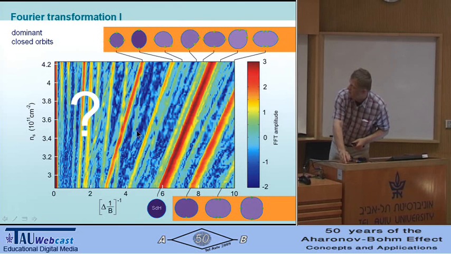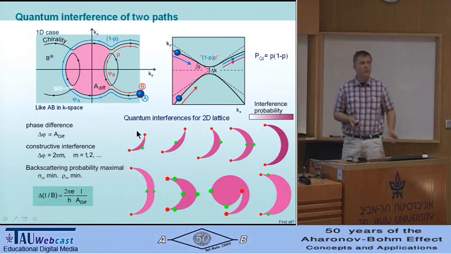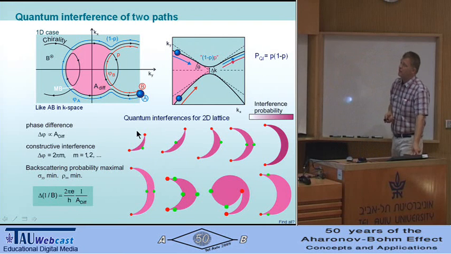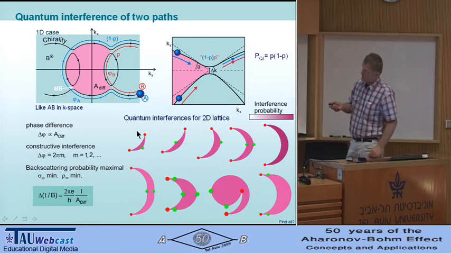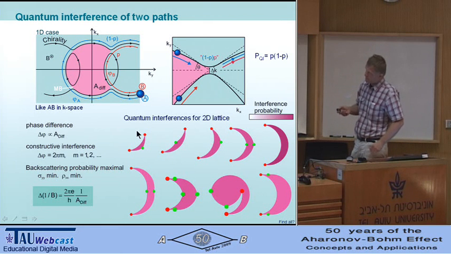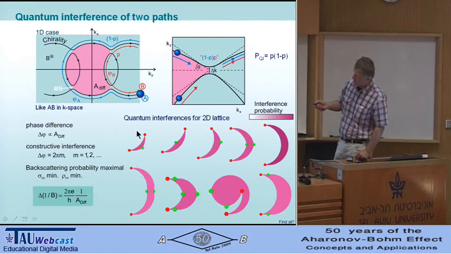Well, it turns out that this has everything to do with a two-path interference of electrons in k-space. A simple example is again shown here for the 1D case. Now, imagine that I have the following situation. I have an electron that is moving on this open trajectory, and when it comes here, it has two possibilities.